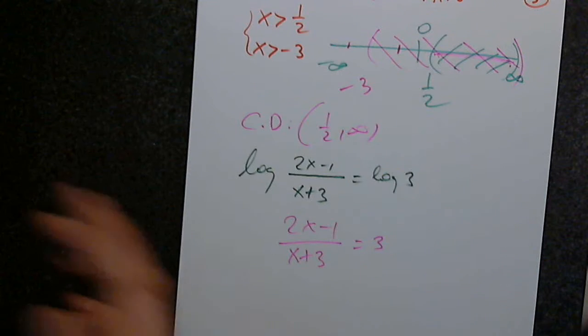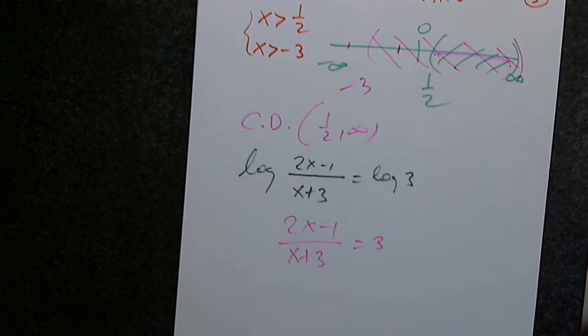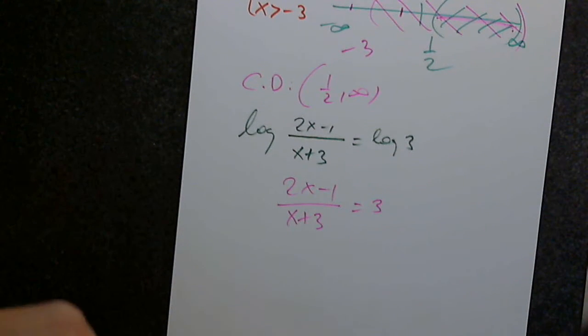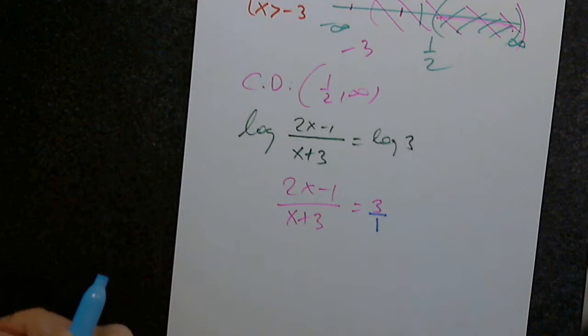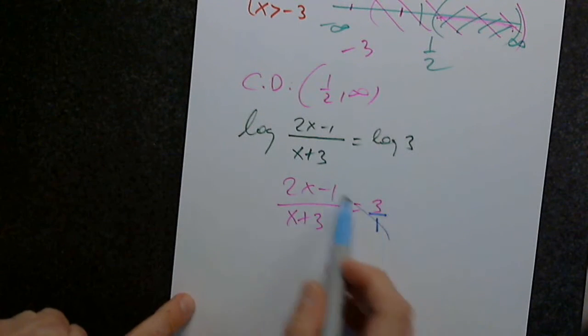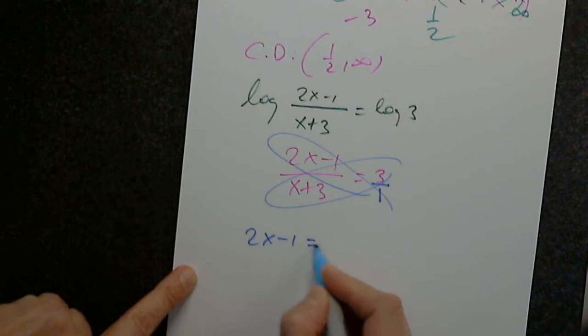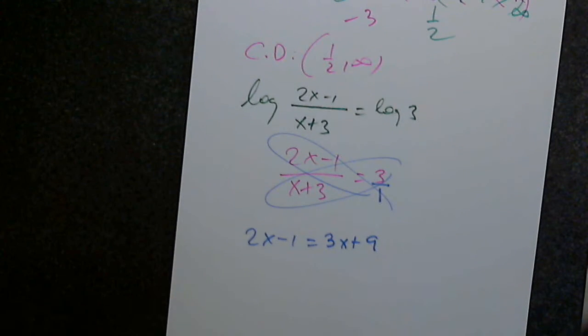Okay, so now this is coming back from our past. What do I do now, and what type of equation is it? Multiply with x plus 3. Correct. Or the same thing. It's really the same thing. 2x minus 1 equals 3x plus 9.